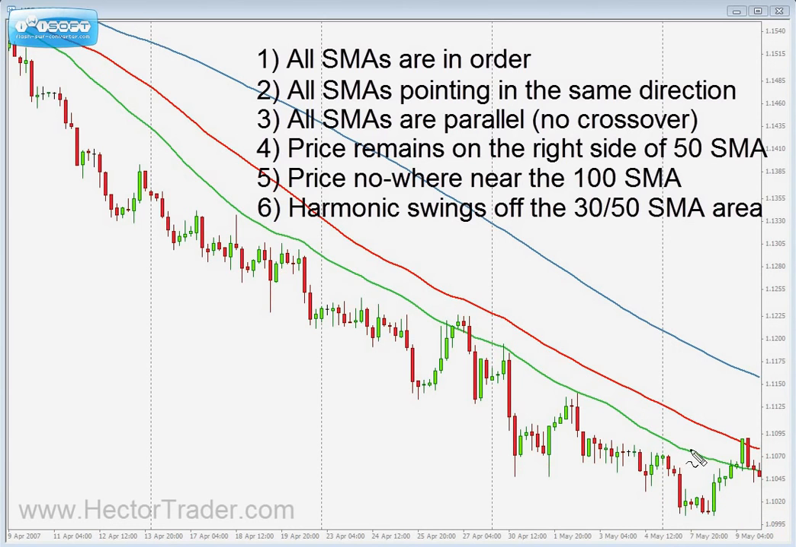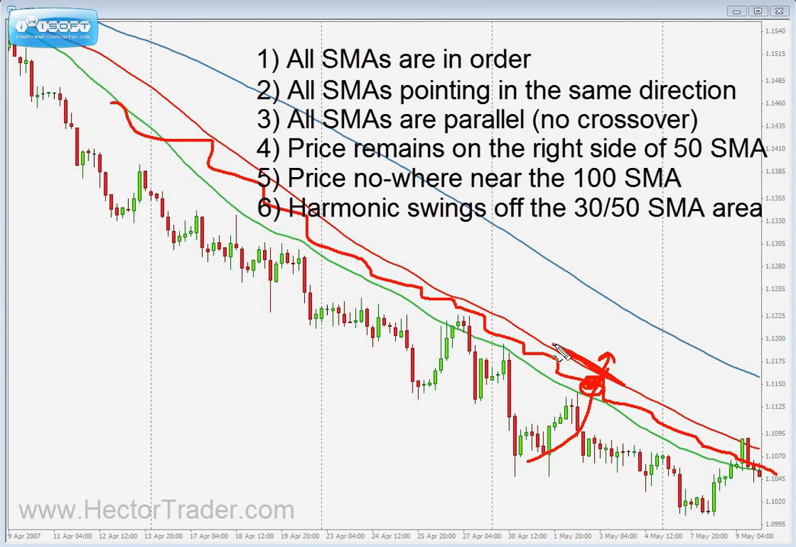Once price in fact breaks above the dynamic area of resistance, once the dynamic area of resistance actually stops working as resistance, price breaches above the 50 simple moving average and gets near the 100, that's an early signal of weakness.